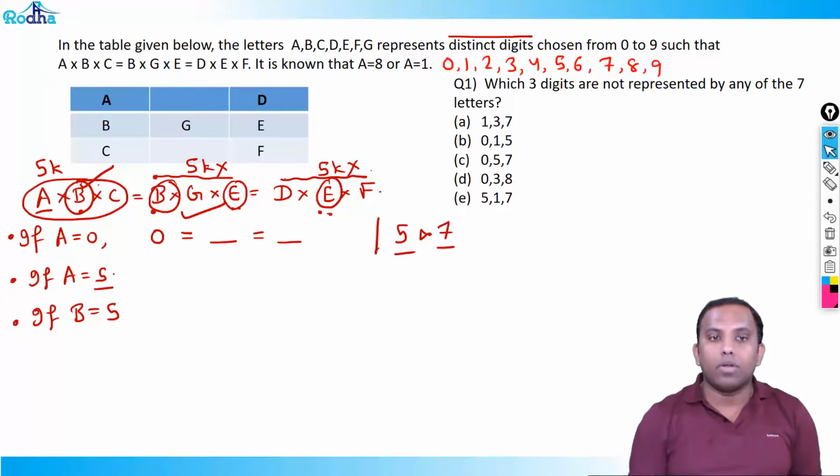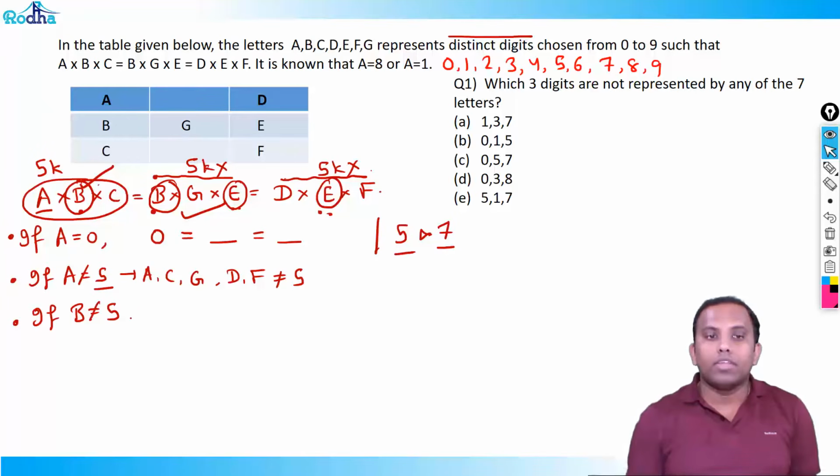So that means no single digit. If A cannot be equal to 5, so no single letter. The single letters occurring are A, C, G, D and F, and all of them cannot be equal to 5. Right, so if B cannot be equal to 5, then all the letters occurring twice, B and E, also cannot be equal to 5.